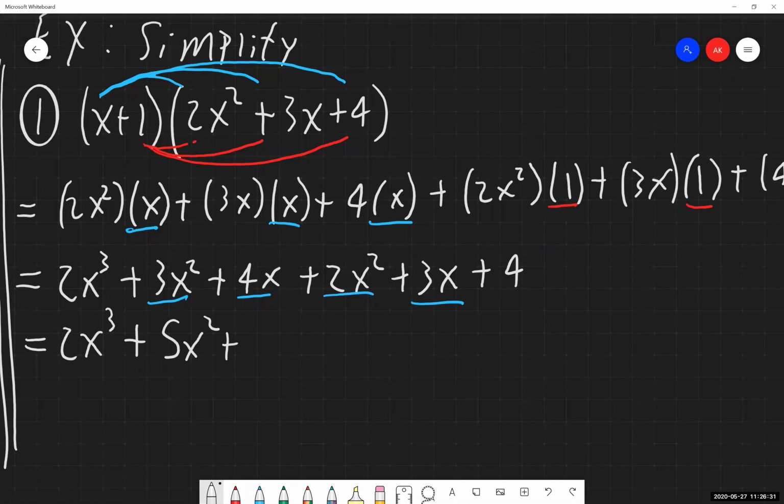So 4x plus 3x, that's going to give me 7x. I can't add anything to the 4 because it's just a constant. I can't add anything to the 2x cubed. That's a cubed term. I don't have any other terms like that. So I've combined together everything that I can in this problem.